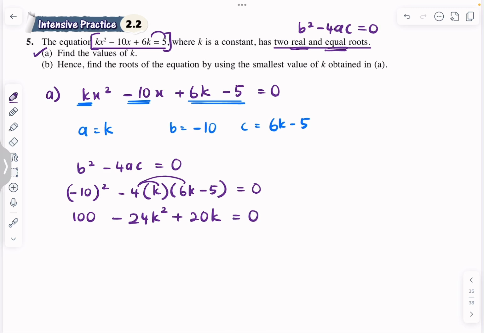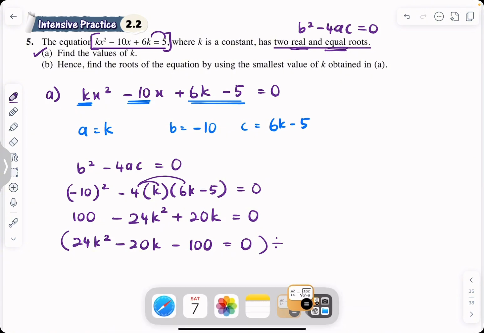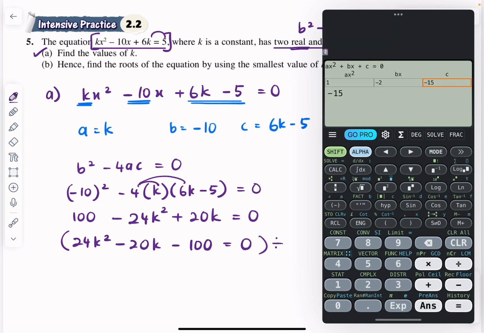Right. So we rearrange this. We don't want the k squared to be negative. So what we do is everything we bring over the other side. So this will be 24k squared minus 20k minus 100 equals 0. Then we try to factorize this, but before that we need to simplify this. So 24, 20 and 100, all this can be divided by something. Okay, I'll show you how to find out.